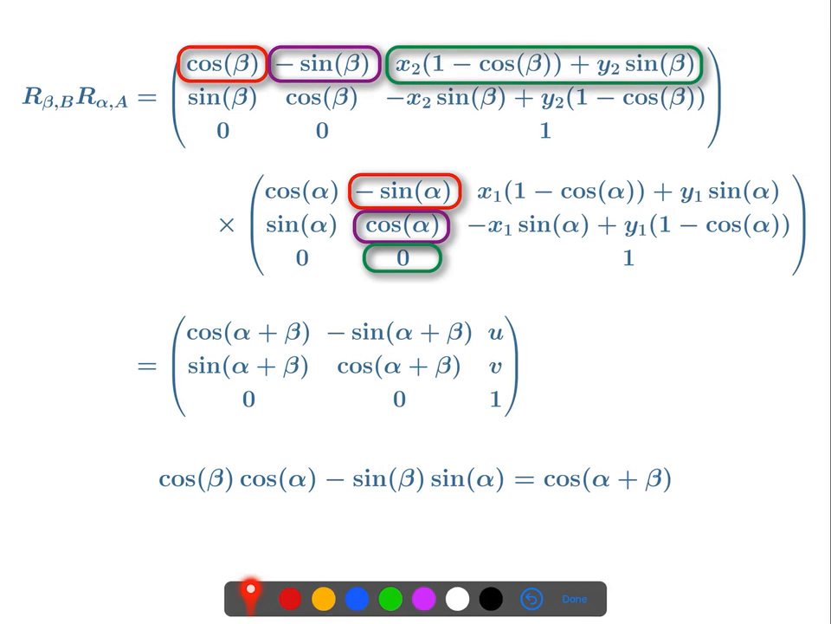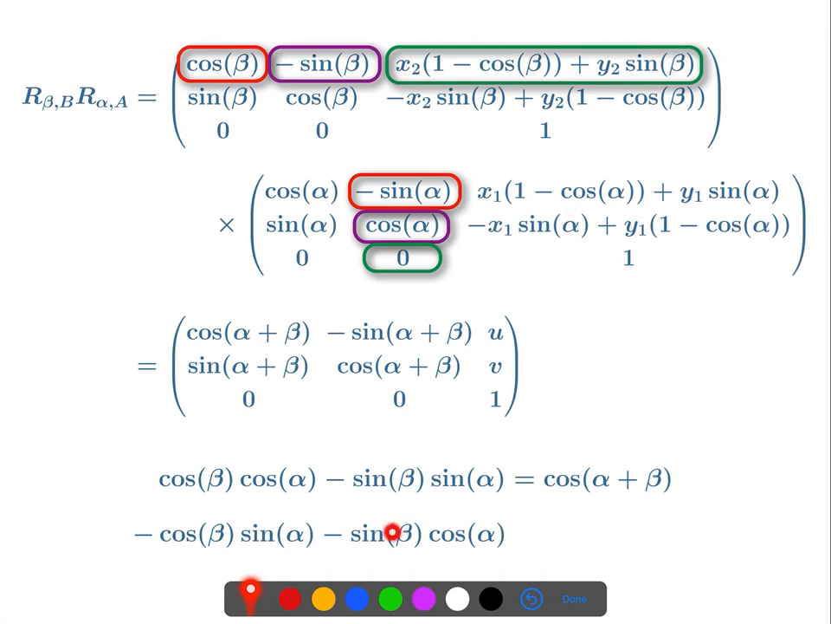Now let's look at the first row and second column. Looking at this, we'll see what we have when we multiply. We're going to have cosine beta times minus sine alpha, and minus sine beta times cosine alpha, that we add together, as well as 0. So minus cosine beta sine alpha again, and then minus sine beta cosine alpha.